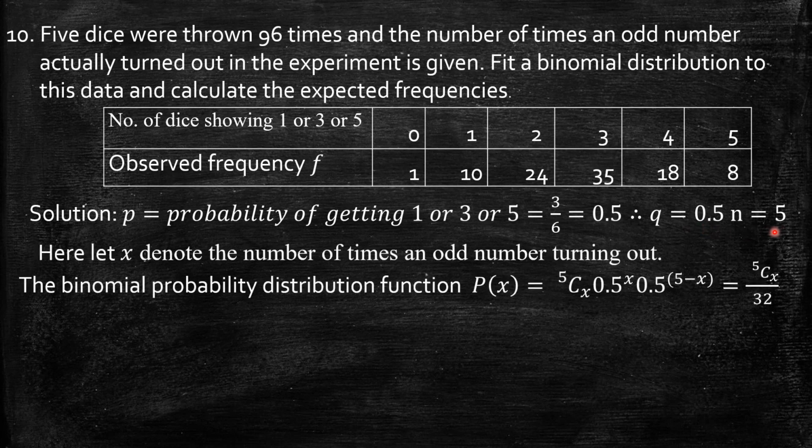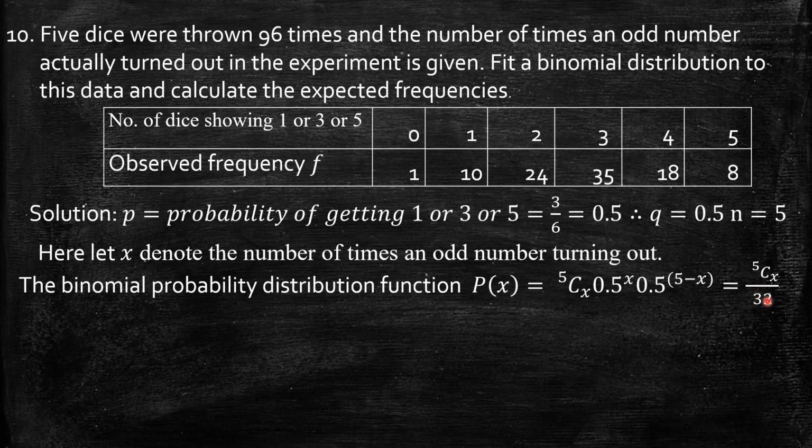So I can now build the probability function, where X denotes the number of times an odd number turns out. The binomial probability distribution function P of X is NCX P power X Q power N minus X, which now becomes 5CX 0.5 power X into 0.5 power 5 minus X, which I can simplify to 1 by 2 power 5, that is 1 by 32. So I get 5CX by 32.